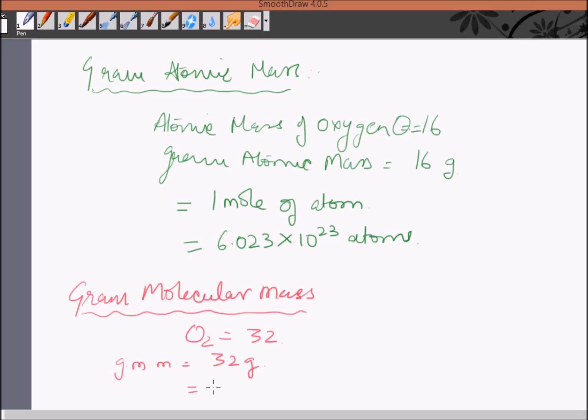It is also 1 mole of O2. I can say 6.023 into 10 to the power 23 molecules of O2. So if you want to learn more about mole concept, please refer to the mole concept video.